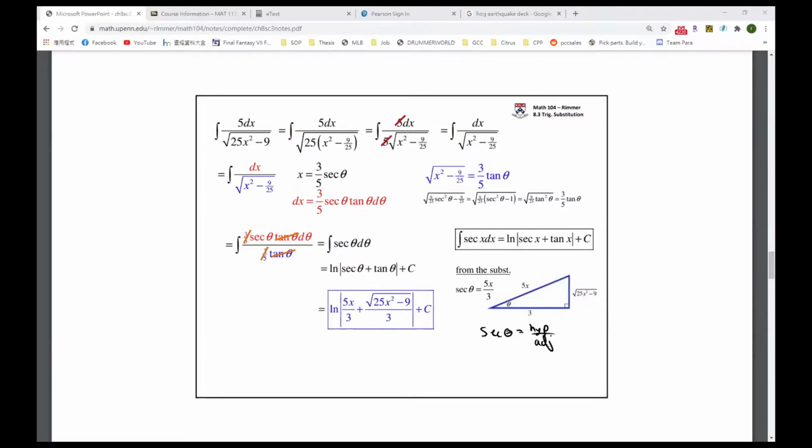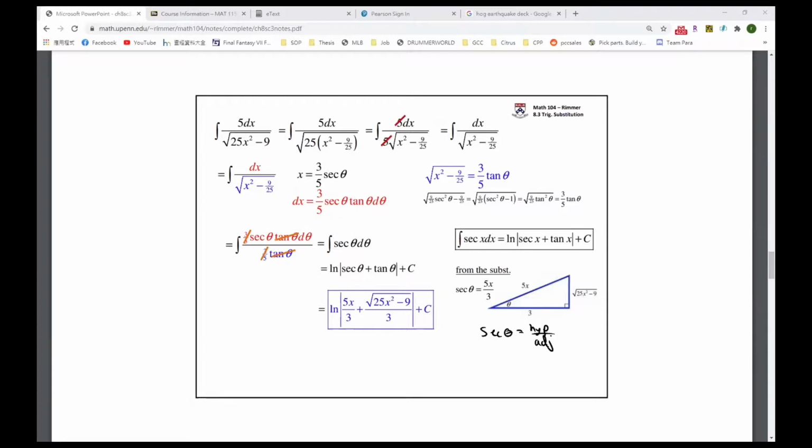So let's rewrite our integral here. The 5 is actually gone, right? 1 dx. So the integral of dx is now 3 over 5 secant tangent, tangent d theta, and then all over this square root of x squared minus 9 over 25. Right? So we can go back and look at what we have.